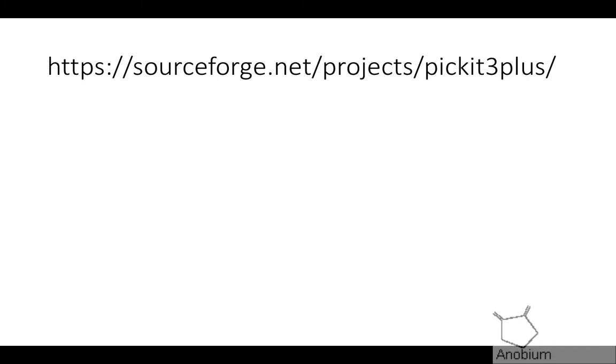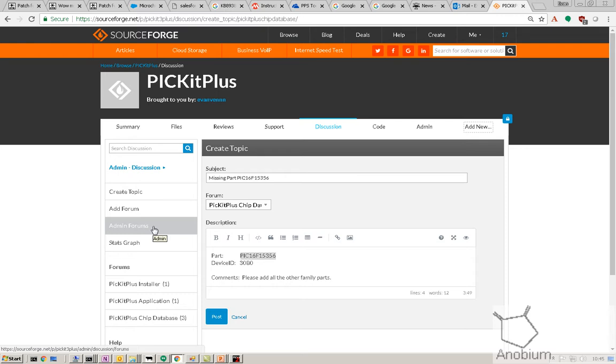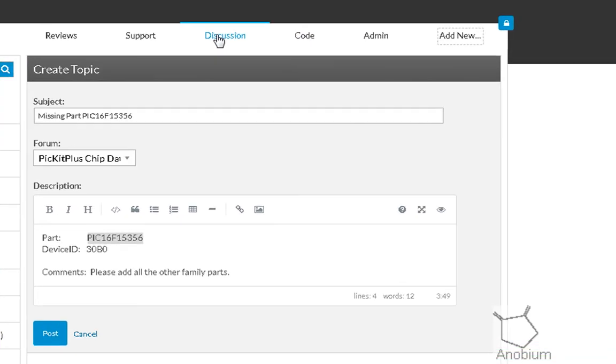Just do a search for PICKIT3+. The actual site itself is called PICKITPlus, never mind, and just make a record in the discussion, create a topic called missing part, then your part number. Okay, so I'm creating one here for this missing part. I need to know the part and its name.